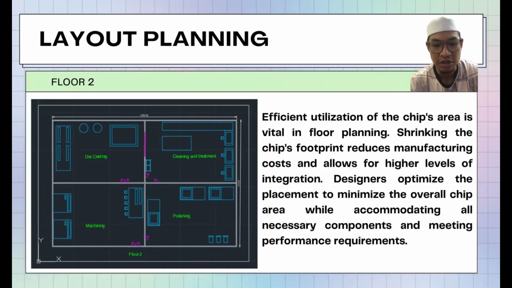Efficient utilization of the chip's area is vital in floor planning. Shrinking the chip's footprint reduces manufacturing costs and allows for a higher level of integration. Designers optimize the placement to minimize the overall chip area while accommodating all necessary components and meeting performance requirements.